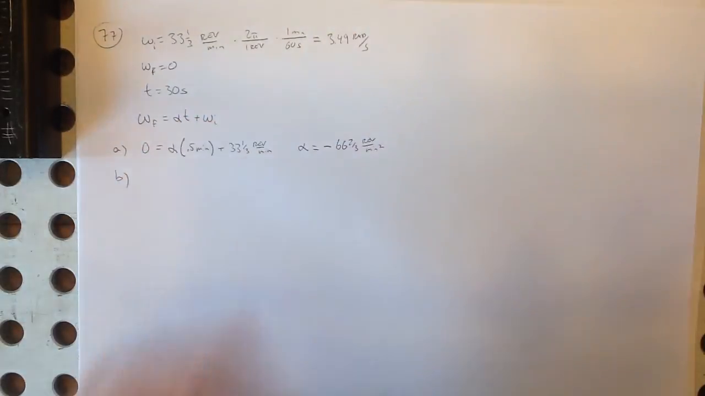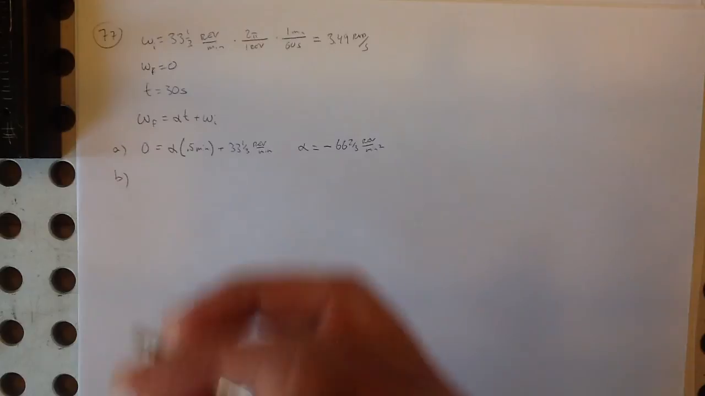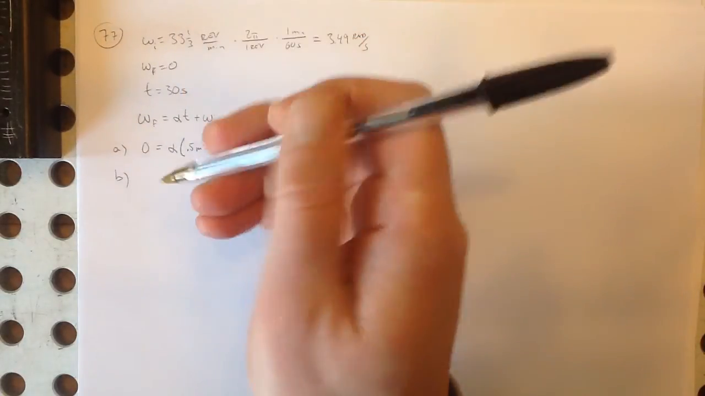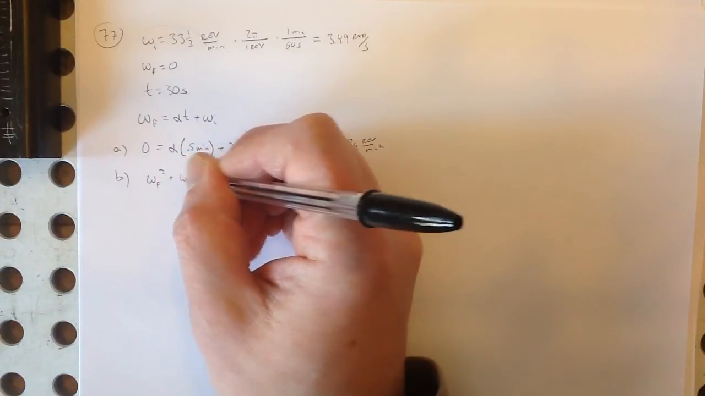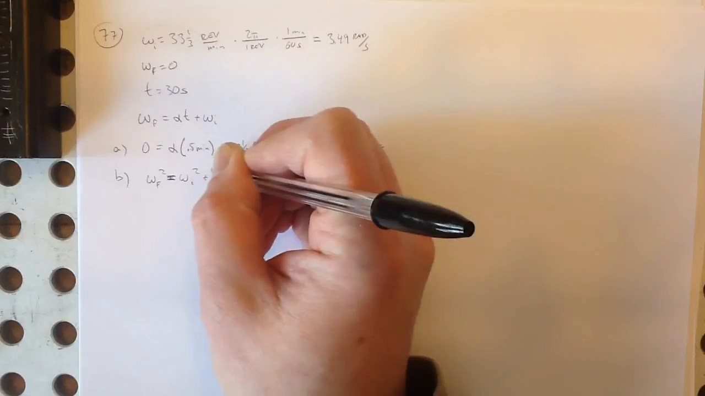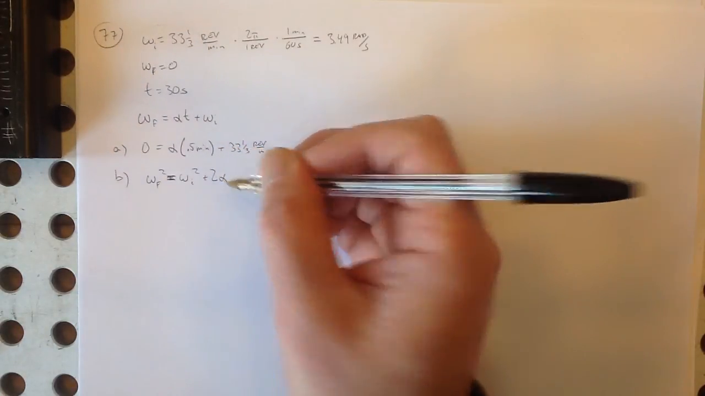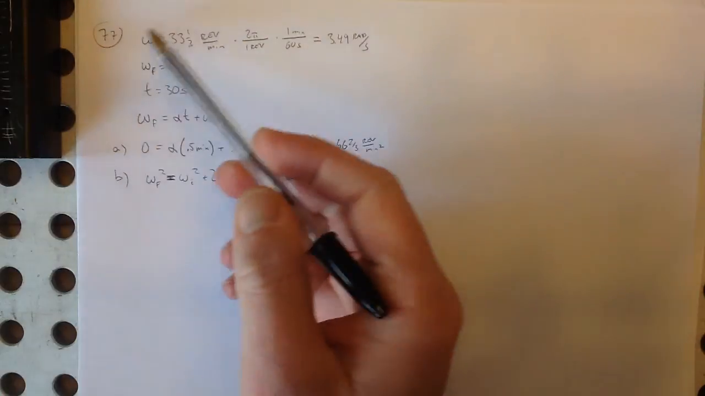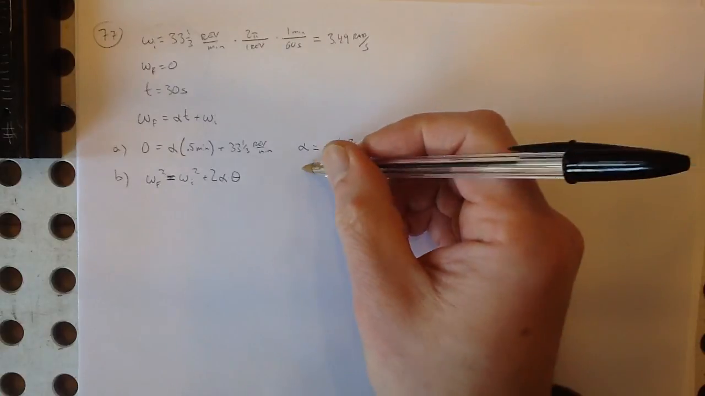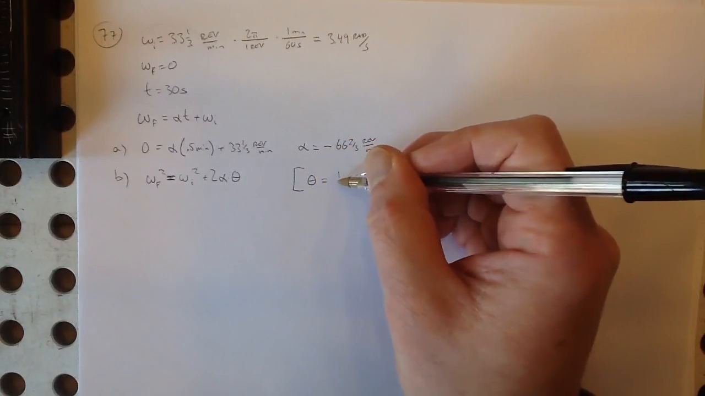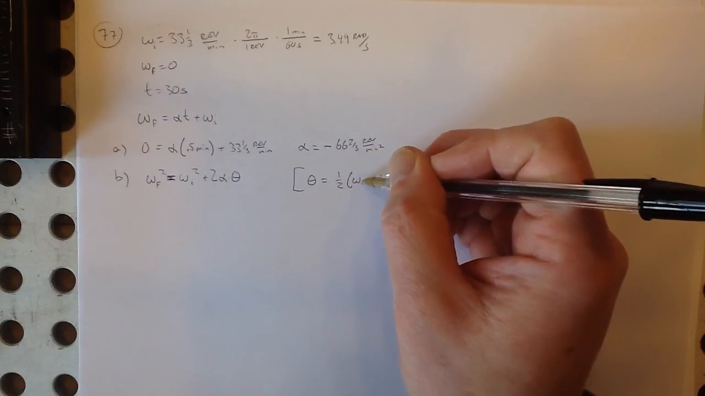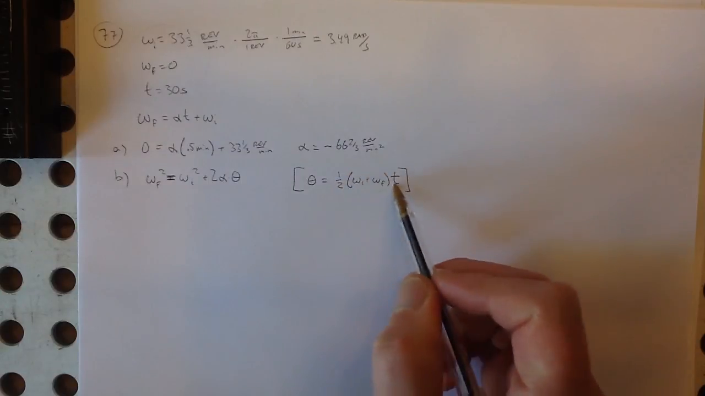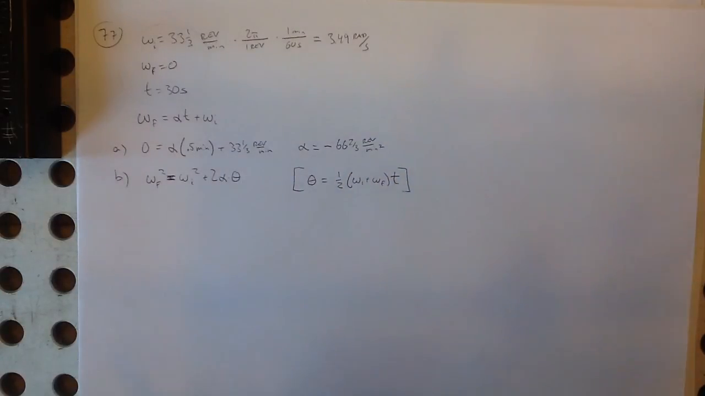And then B, we want to know how many revolutions it goes through in this time. Well, that's like finding theta, right? So using the variables that we know, I would use the equation theta equals, oh, I guess this is the one that uses alpha, right? That's okay though, because I found it in part A. You could have also used the fourth equation, which we don't use that often, which is that theta is equal to 1/2 times initial plus final velocities times time. That's basically average velocity times time. But I'll use this one, so I wrote that down first.